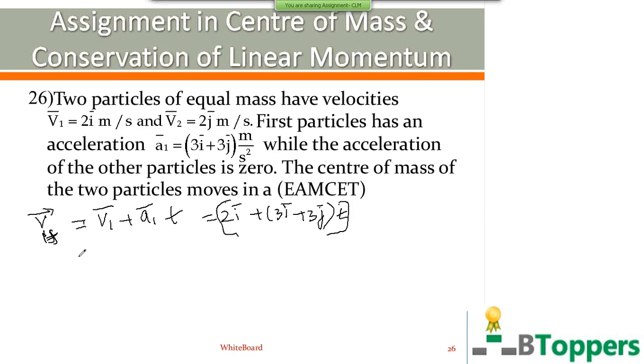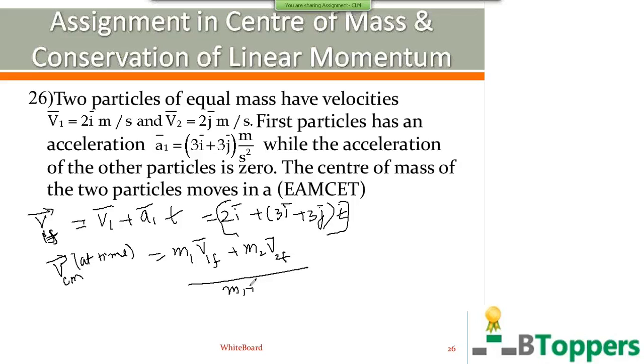So the final velocity of the second particle: the acceleration of the second particle is 0, therefore the second particle moves with a constant velocity. So the final velocity of the center of mass of the system of two particles after time t equals (m1 into the final velocity of the first particle plus m2 into the final velocity of the second particle) by (m1 plus m2). Here the masses of the two particles are equal. So you get the final velocity of the first particle plus the final velocity of the second particle, the same as the initial velocity of the second particle, because the second particle has no acceleration, meaning it moves with constant velocity.